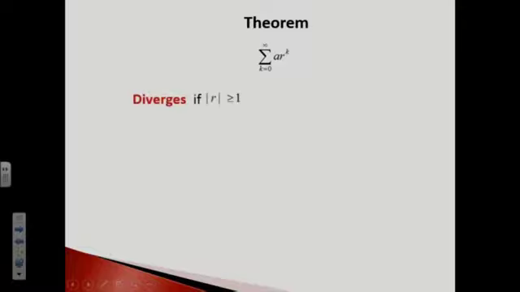The geometric series sigma a r to the power of k for k from 0 to infinity diverges if the absolute value of r is greater than or equal to 1, and converges to a divided by 1 minus r if the absolute value of r is less than 1.